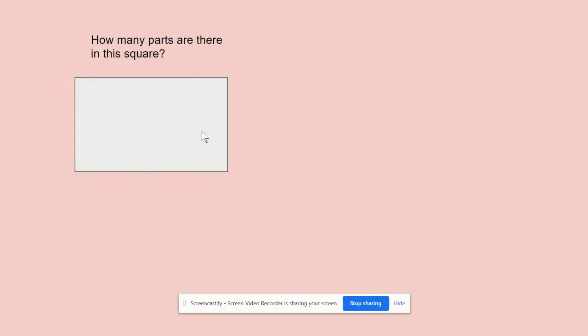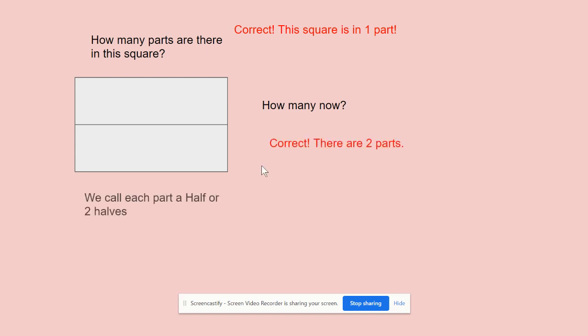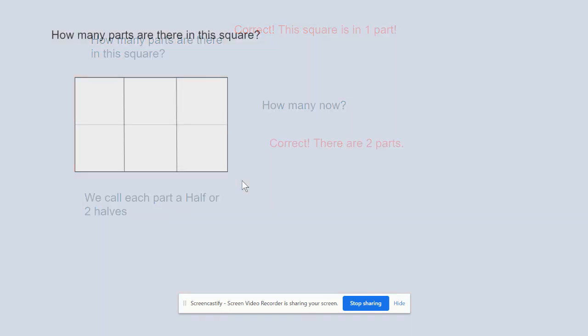So for example, if we were to look at this square right now, we could see that it is one square, it's one shape, okay? But now if we draw a line through it, how many different parts do we see there? Right, we see 2, okay? We do have 2. And when we're talking about fractions, we are talking about new words. Those parts have names, and those parts are called halves. So here we happen to have 2 halves that create the one whole.